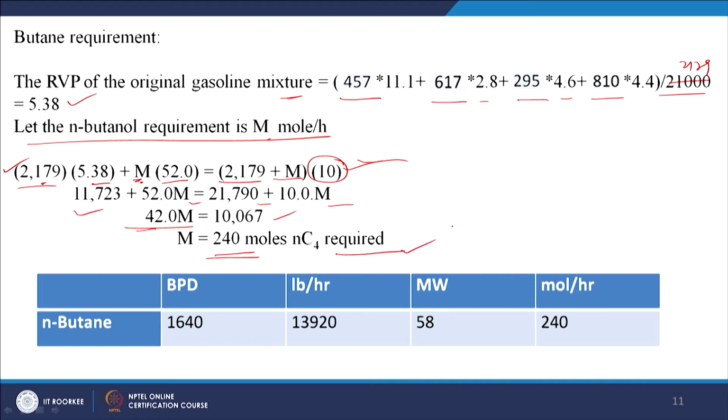So, then we can make this table. What will be the normal butane? Ours is 240 mole per hour. What is the molecular weight? 58. So, pound per hour 139.20 and then BPD is 1640. So, barrel per day. So, this is the requirement of N-butane to make the blend which will be having RVP of 10. So, now we have solved the problem.